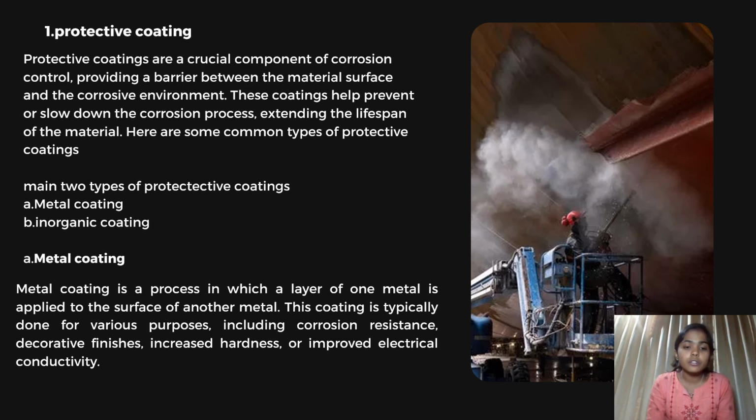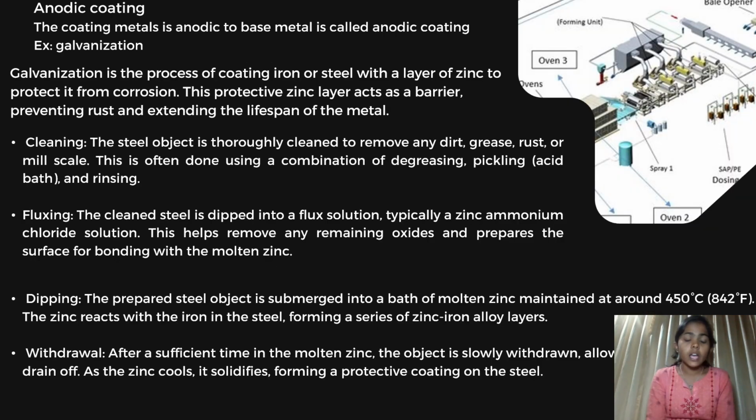Metal coating is a process in which a layer of one metal is applied to the surface of another metal. This coating is typically done for various purposes, including corrosion resistance, decorative finishing, increased hardness, or improved electrical conductivity. Anodic coating is also one of the metal coatings. The coating metal that is anodic to the base metal is called anodic coating.